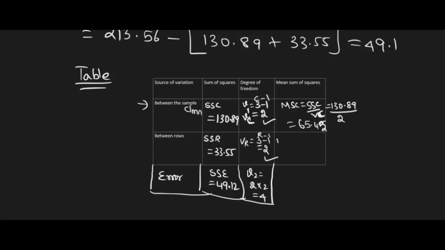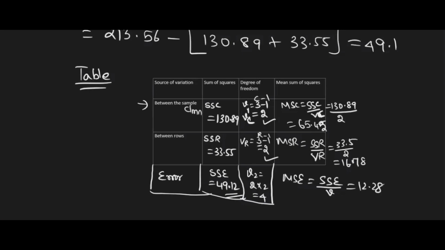And then MSR is nothing but SSR by VR. That is 33.5 by 2, which is nothing but 16.78. And your last value, which is MSE, is nothing but SSE by this V. So this is nothing but 12.28, that is 49.12 divided by 4. Now your tabular column is ready.